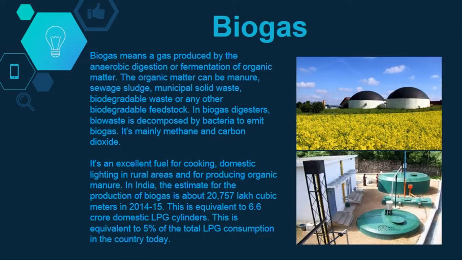In India, the estimated production of biogas is about 20,757 lakh cubic meters in 2014-15. This is equivalent to 6.6 crore domestic LPG cylinders. This is equivalent to 5% of the total LPG consumption in the country today.